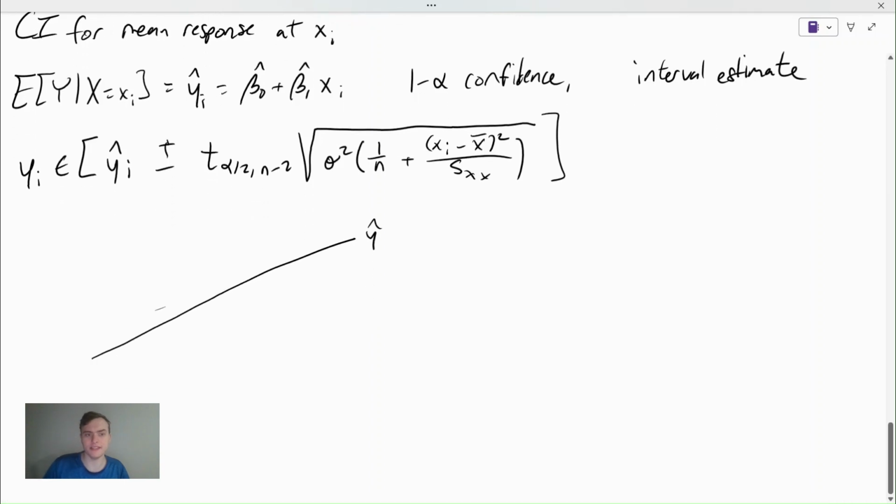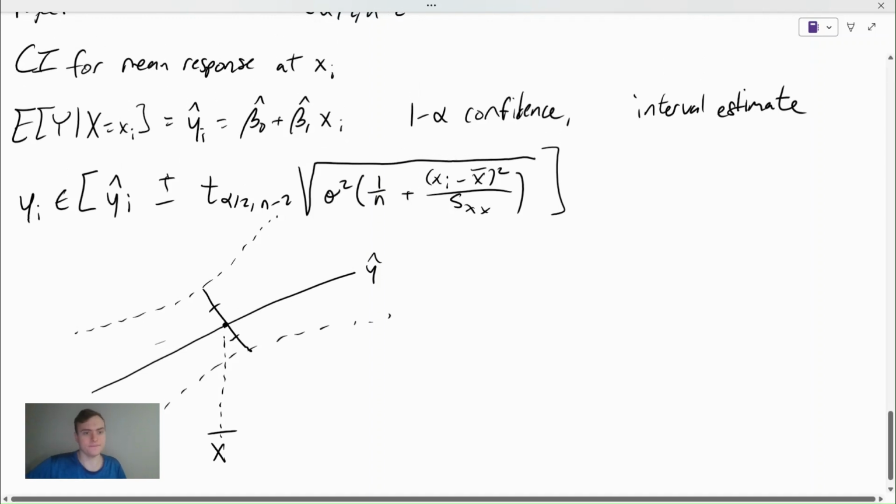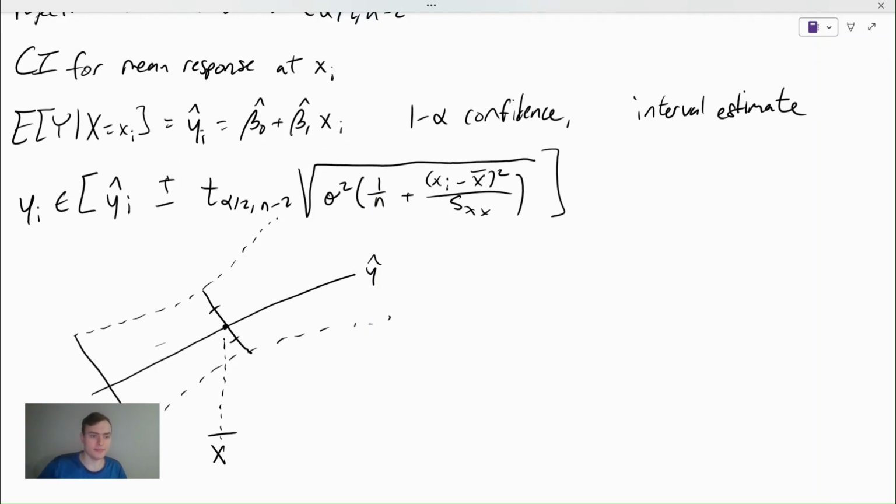So our point estimate is that linear regression line like this, and then our interval estimate is changing lengths, right? Like this. At this point, x bar, we have the smallest length interval, and these should be the same, right? It's symmetric. But the length is not the same as it is over here. Over here, we have a larger interval estimate, because we're further from the mean.